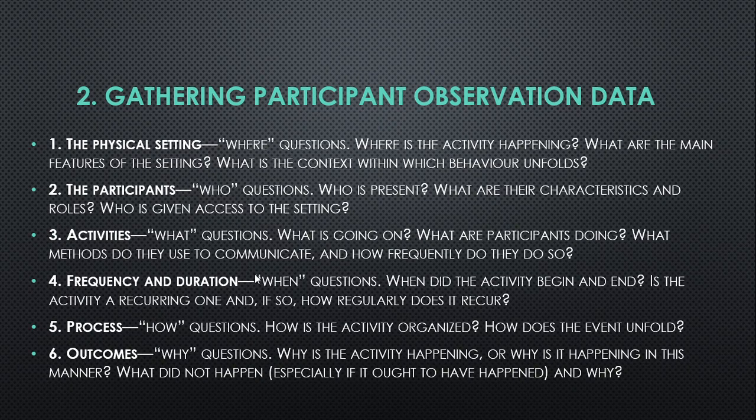Gathering participant observation data. Among the aspects of an observed activity likely to be considered relevant are the following: the physical setting, the participants, the activities, the frequency and duration, the process, and of course the outcome. So the physical setting, saan? Where questions: where is the activity happening? What are the main features of the settings? What are the contexts within which behaviors unfold?